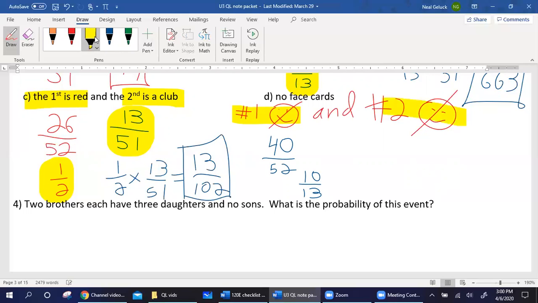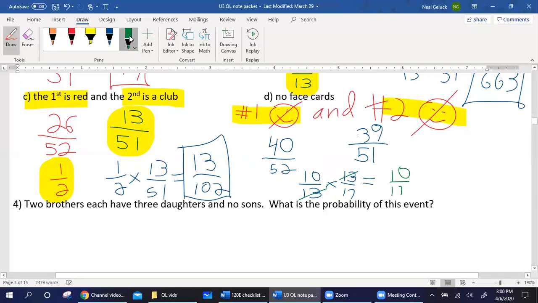Now, assuming that I gave you a non-face card the first time, now there's only 39 non-face cards, and there are only 51 left in the deck. That can reduce as well to 13 over 17. I'm going to multiply these probabilities together, which actually you can cross-reduce a little bit. 13s can go away. And you're left with a 10 out of 17 chance.